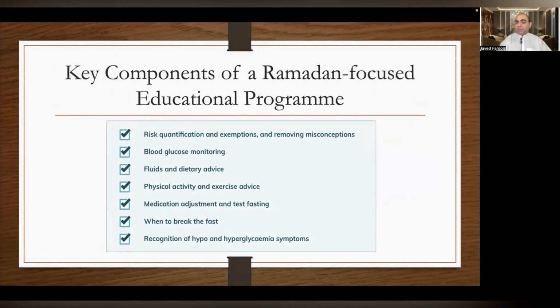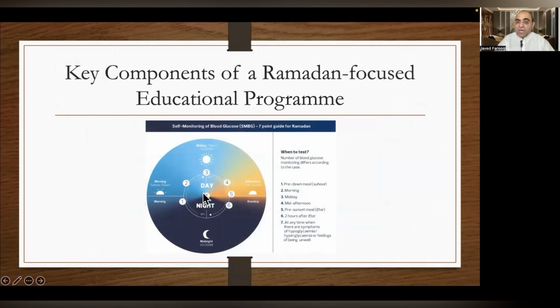Then what are the key components of a Ramadan focused educational program? You must have this program in your facility. And this should include, first, risk quantification and exemptions and removing misconceptions. Second, blood glucose monitoring. Third is fluids and dietary advice. Fourth is physical activity and exercise advice. Fifth is medication adjustments and tests for fasting. And then when to break the fast, the patient should be educated on that, and recognition of hypo or hyperglycemia symptoms. These are the key components of a Ramadan focused educational program.